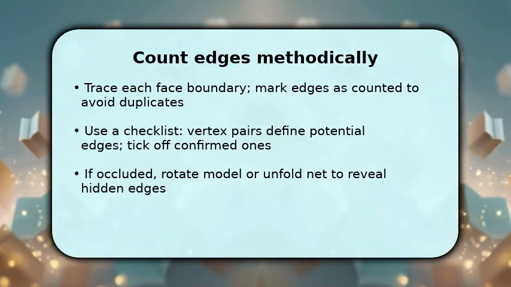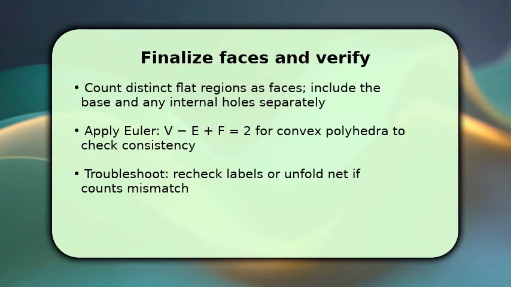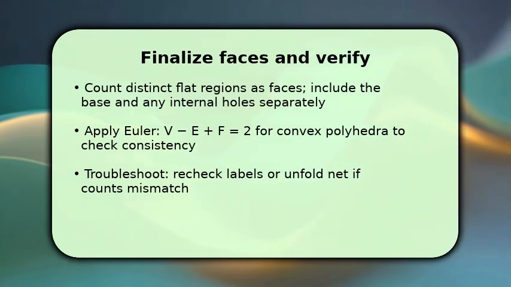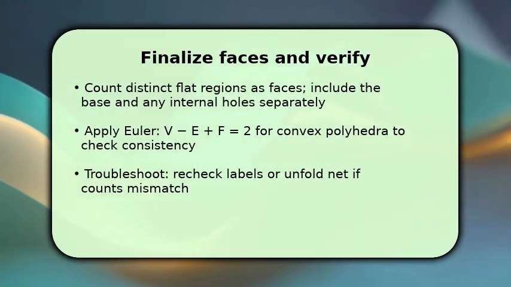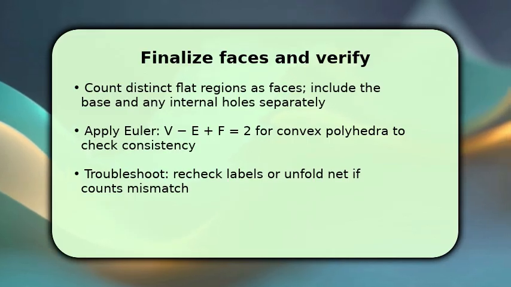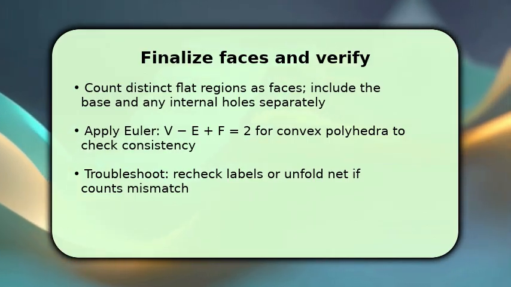Finally, count faces by identifying each distinct flat region, remembering to include the base and any separate polygonal holes as faces. Once you have V and E, use Euler's formula V minus E plus F equals 2 for convex polyhedra to verify your totals. This tells you whether you missed something.